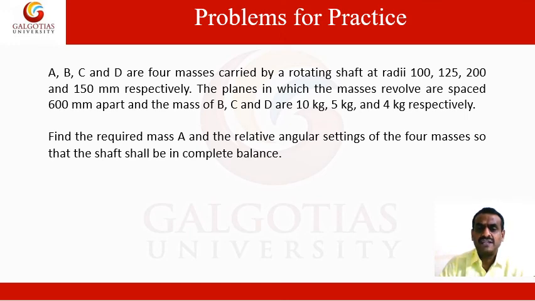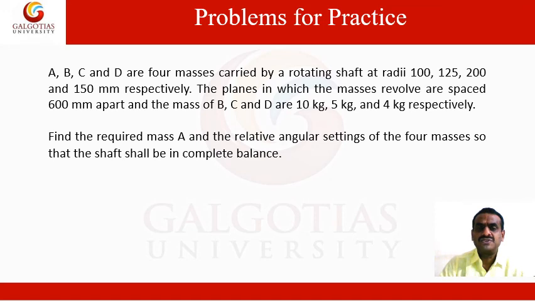So in this problem, the shaft is there with four masses, A, B, C, D. All four masses are revolving at different radii. That is 100 mm for A mass, 125 for B mass, 200 for C mass, and 150 mm for the D mass. And the corresponding masses we know: MB equal to 10 kg, MC equal to 5 kg and MD equal to 4 kg.